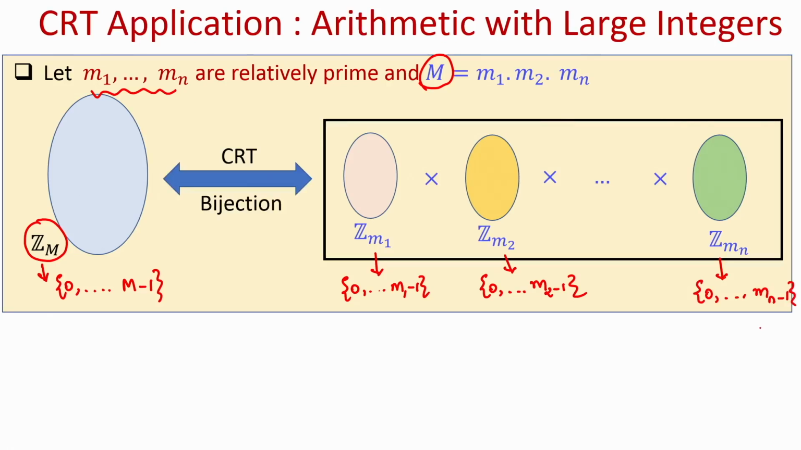Now, what the Chinese remainder theorem basically tells you is that it establishes a bijection between this bigger set Zm and the Cartesian product of these n sets. What exactly is the bijection? The bijection is the following.